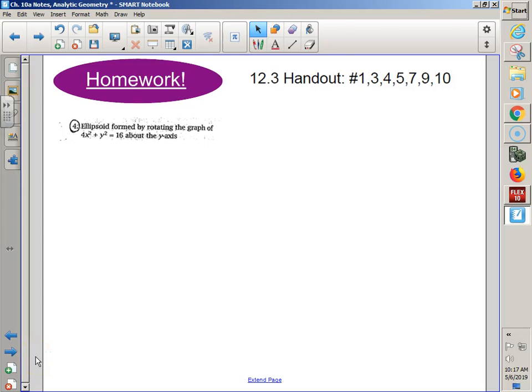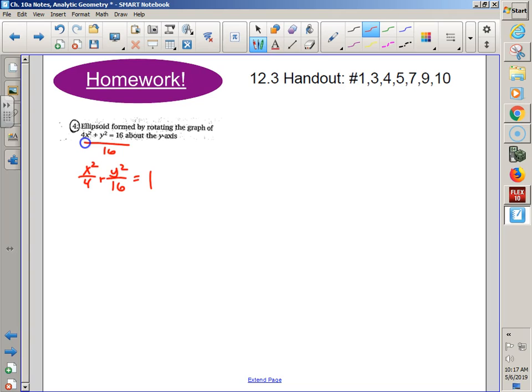Just looked at, right? So how do you graph them? Basically divide everybody by 16. Super illegal notation, but hopefully you got x squared over 4. Okay, so what does this tell you about this ellipse?